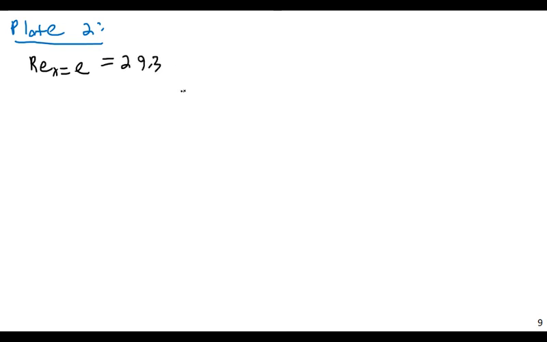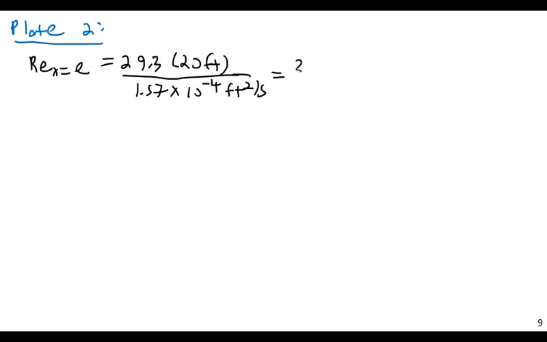29.3 times 20 feet divided by 1.57 times 10 to the negative 4 feet squared per second, same equations as before. And this is equal to 3.73 times 10 to the 6th, which is indeed greater than 10 to the 6th, so it is still turbulent.